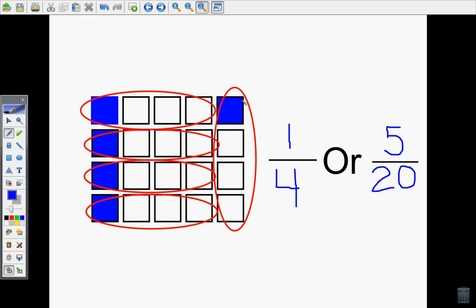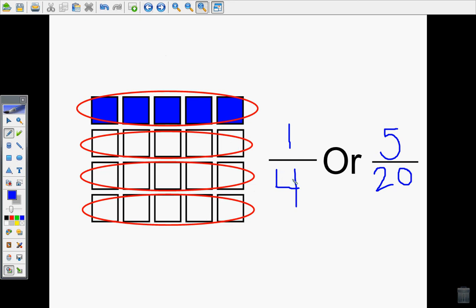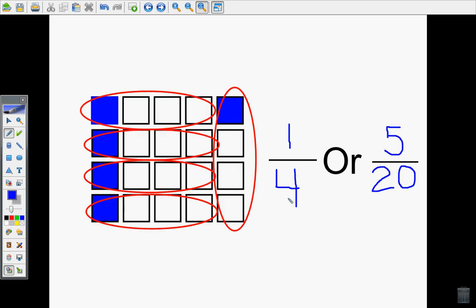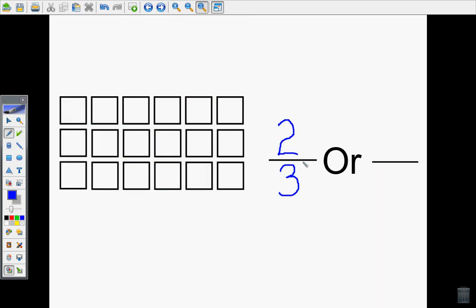What I recommend is that you pick one strategy that really makes sense to you, whether it's dividing it into 4 groups or putting it into groups of 4, and stick with that strategy while we're practicing. So let's see what you can do here with 2/3. Can you remember what would be the first step? Well, depending on what you're most comfortable with, you're either going to try to put it into 3 groups, or you're going to put them into groups of 3. I think it's easier to just put them into groups of 3.